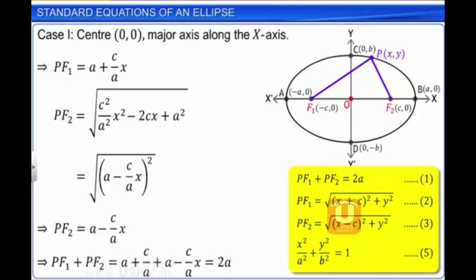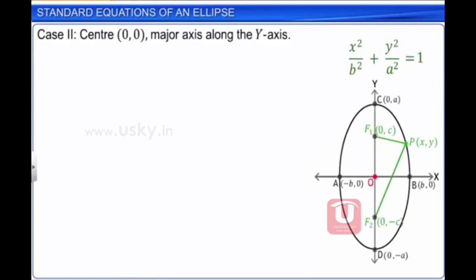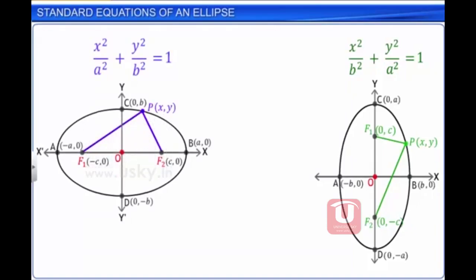The equation x squared upon a square plus y squared upon b square is equal to 1 is the standard equation for an ellipse with its center lying at the origin and the major axis lying along the x-axis. Similarly, we can derive the standard equation for an ellipse with its center at the origin and the major axis along the y-axis as x squared upon b square plus y squared upon a square is equal to 1. These two equations are called the standard equations of an ellipse having its center at the origin and the major axis along the x or the y-axis.